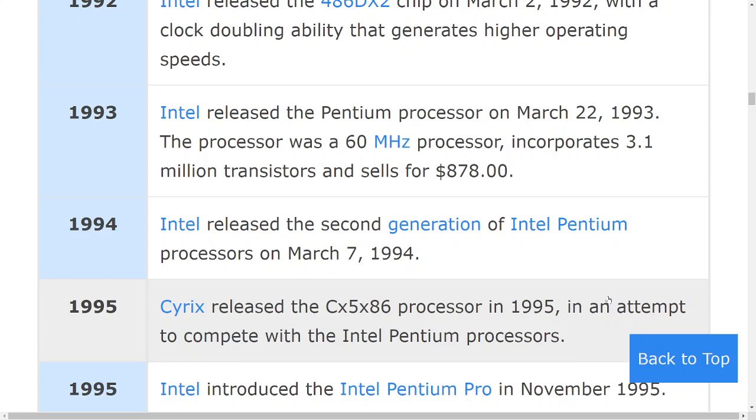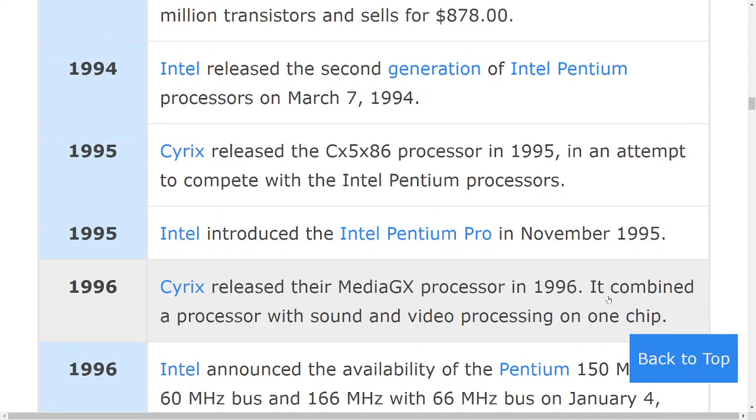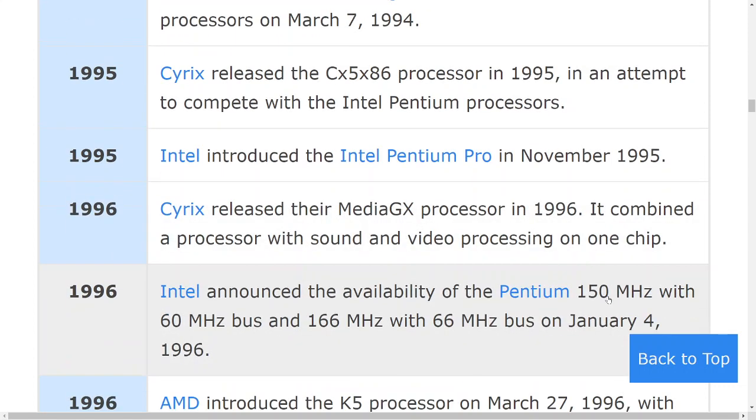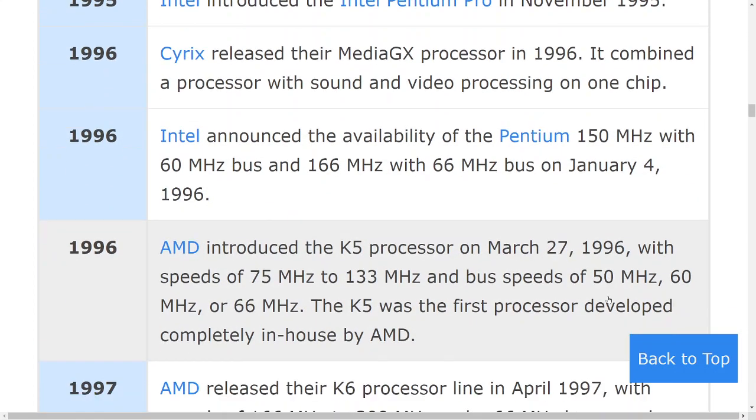In 1995, Cyrix released Cx5x86 processor. The same year, Intel introduced Pentium Pro, and Cyrix released MediaGX processor next year, 1996. So the same year, 1996, Intel announced availability of Pentium 150 MHz. You can see that different companies, the microprocessor companies, started a competitive market here. So in the same year, 1996, AMD introduced K5.